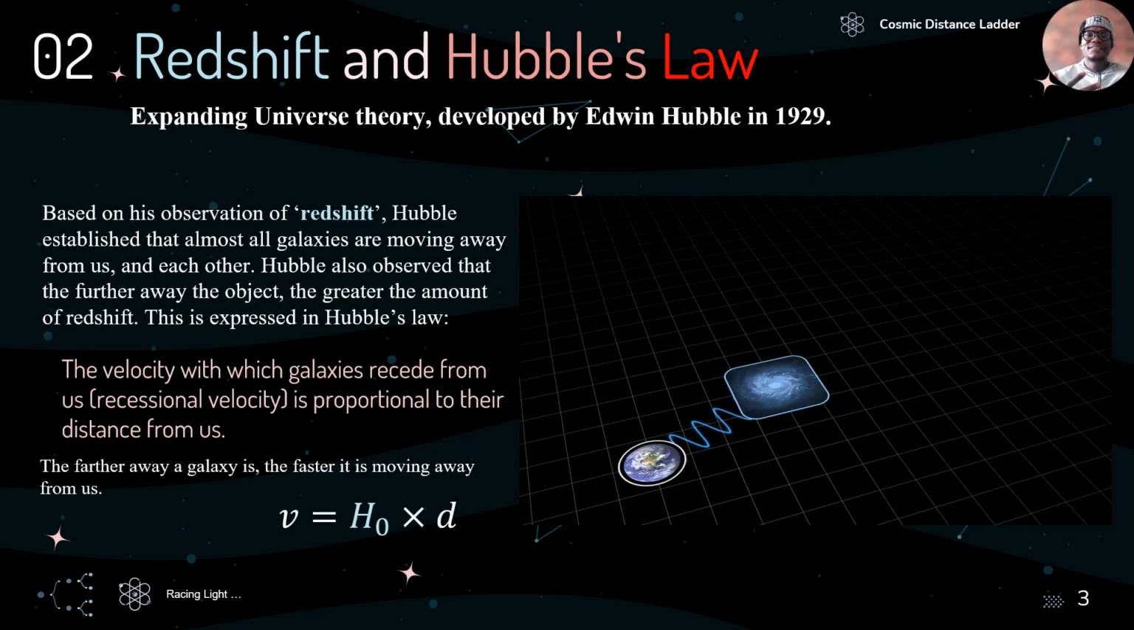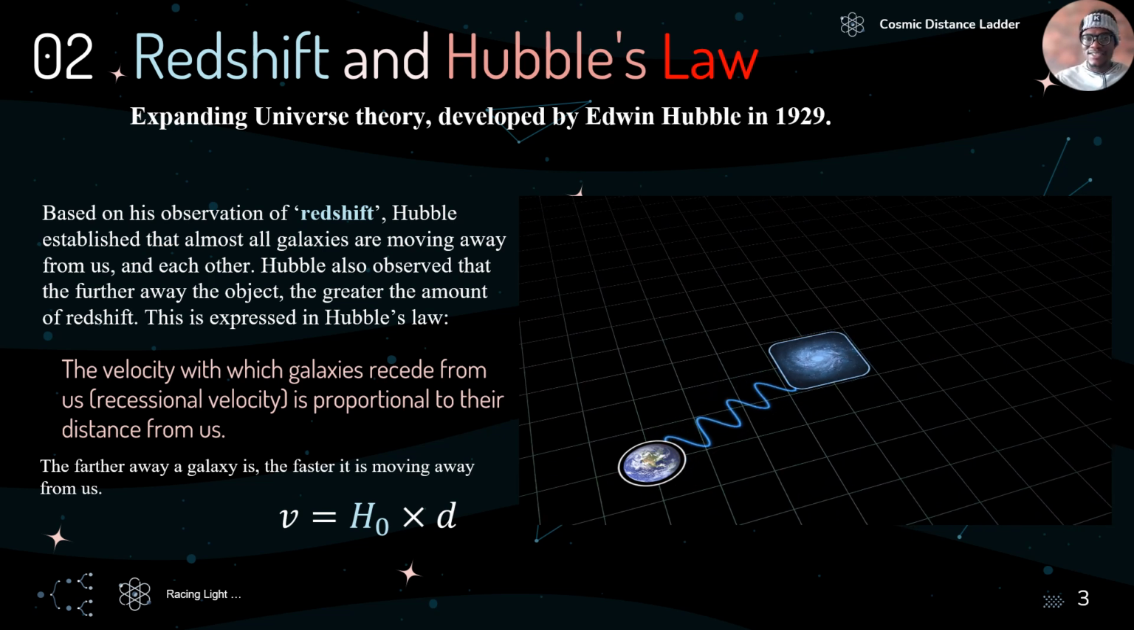Based on the observed redshift, Hubble established that almost every galaxy is moving away from us, and the further away a galaxy is, the greater its redshift. And this is seen in Hubble's law, which states that the recessional velocity of these galaxies is proportional to their distances from us. This again tells us that the further away a galaxy is, the faster it is moving away from us.